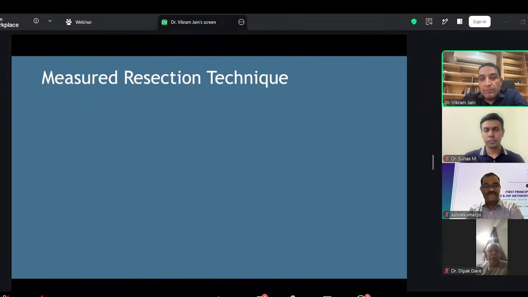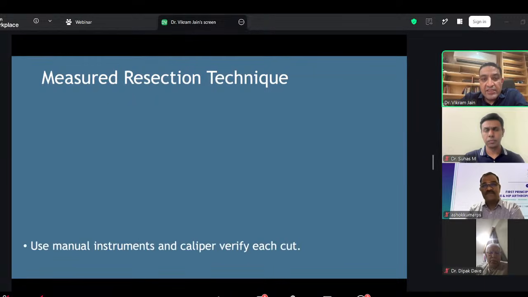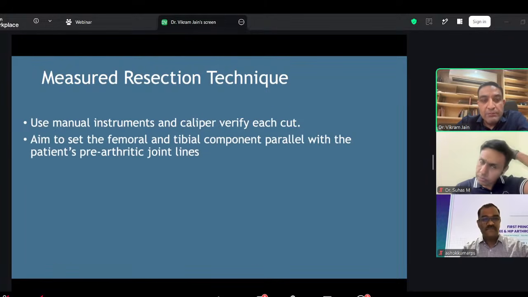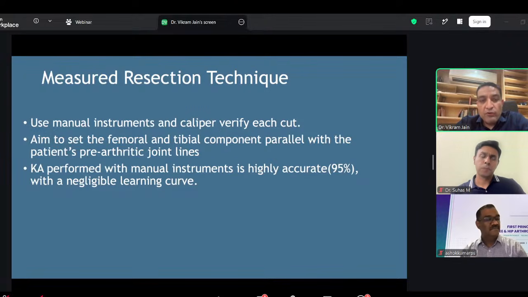Now, a pure KA technique is a measured dissection technique. What do you mean by that? That you use a manual instrumentation set, but you caliper verify each and every cut. The aim is to set the femur and tibial component parallel with the patient's pre-arthritic joint line. And Suhas did mention the joint lines: the distal femur joint line, the posterior condylar joint line, and the tibia joint line, which is the coronal as well as the sagittal joint line of the tibia. Now, KA performed with manual instrumentation set is highly accurate, and it has a very negligible learning curve.